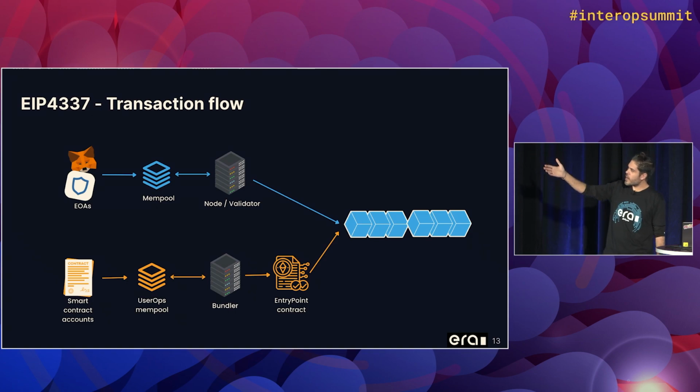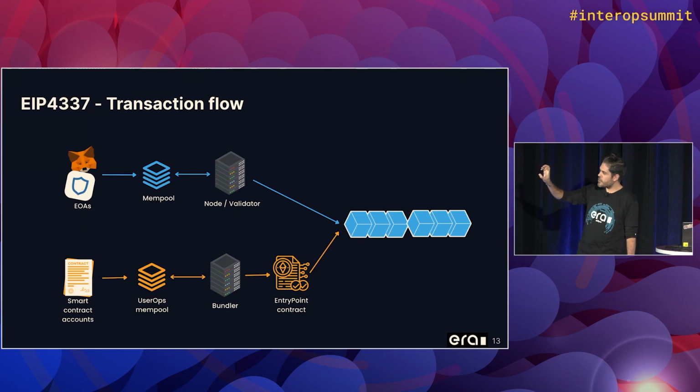On top, we have the externally owned accounts. They're using the mempool that we all know, and then we have the nodes and validators. They're picking those transactions and putting them into blocks in the blockchain. The proposal is having smart contract accounts sending user operations to that mempool. This is a new mempool.